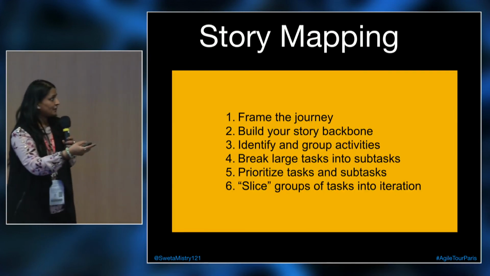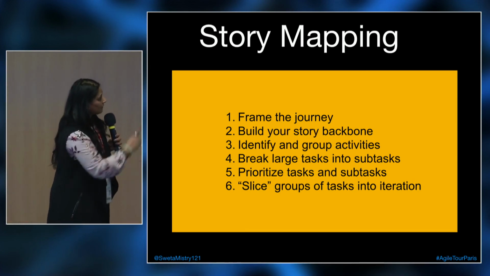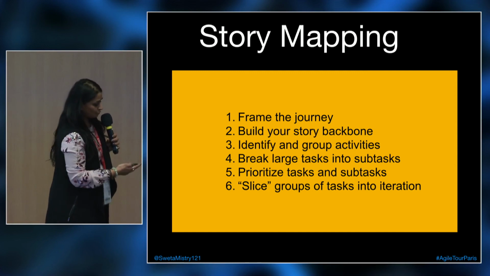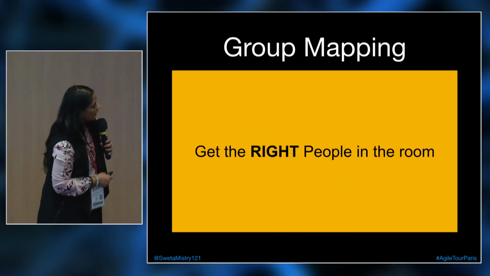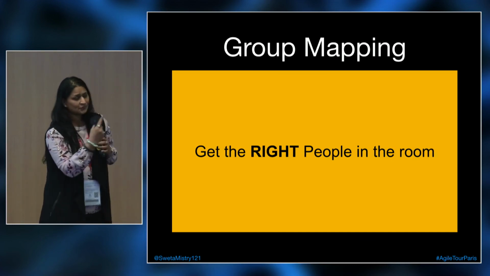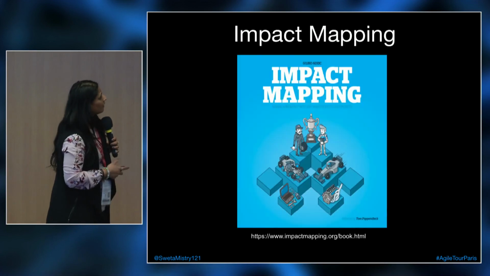You're typically going to frame the journey, so that's basically the activity that we just saw on the visual. These are basically the steps that get you through to the end of the user story map. Get the right people in the room. This applies for any kind of group activity. Make sure you have the right people in the room no matter what.